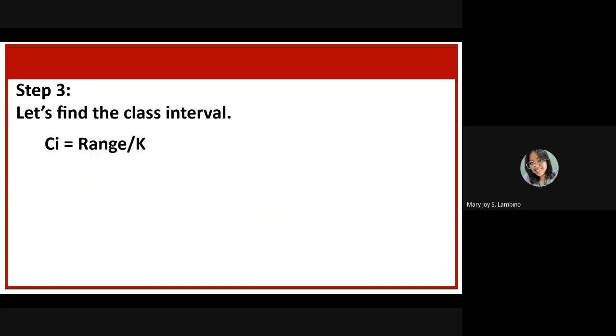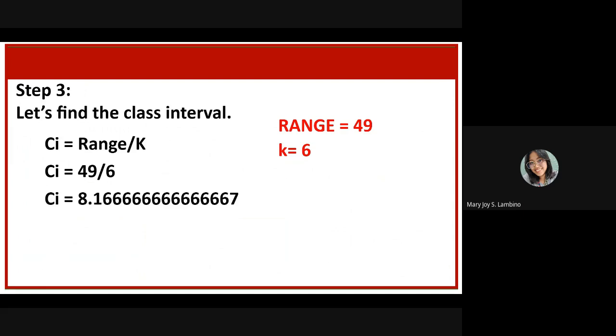Step 3. Let's find the class interval. Class interval is represented by the symbol Ci, wherein Ci is equal to range divided by K. Our range is 49. Our K is 6. Therefore, Ci is equal to 49 divided by 6. This is our answer, so our final answer must be rounded off. So our class interval is equal to 8.